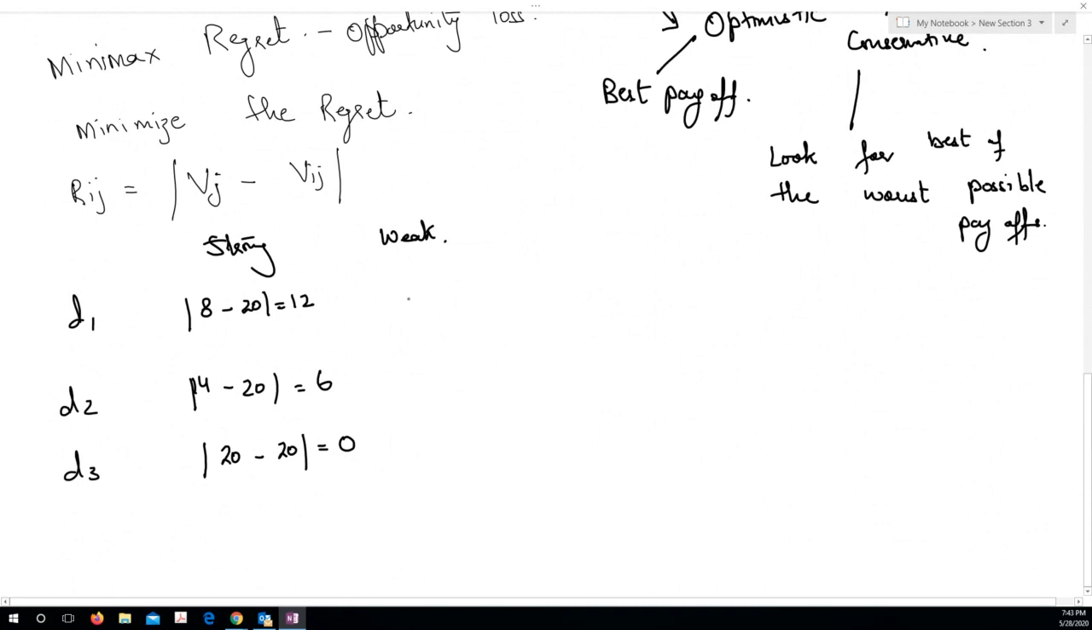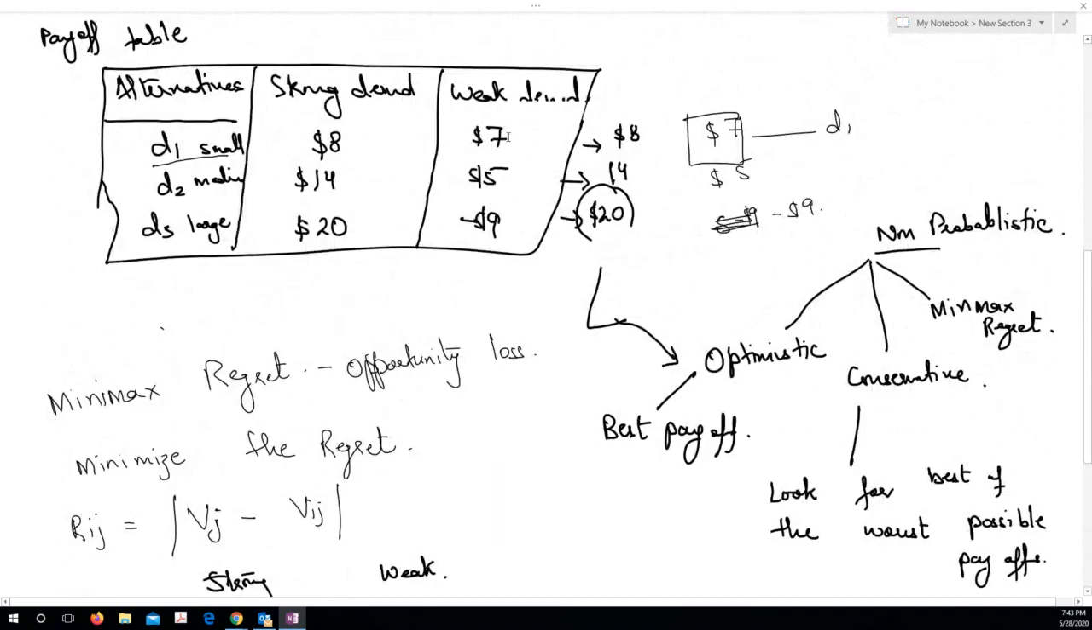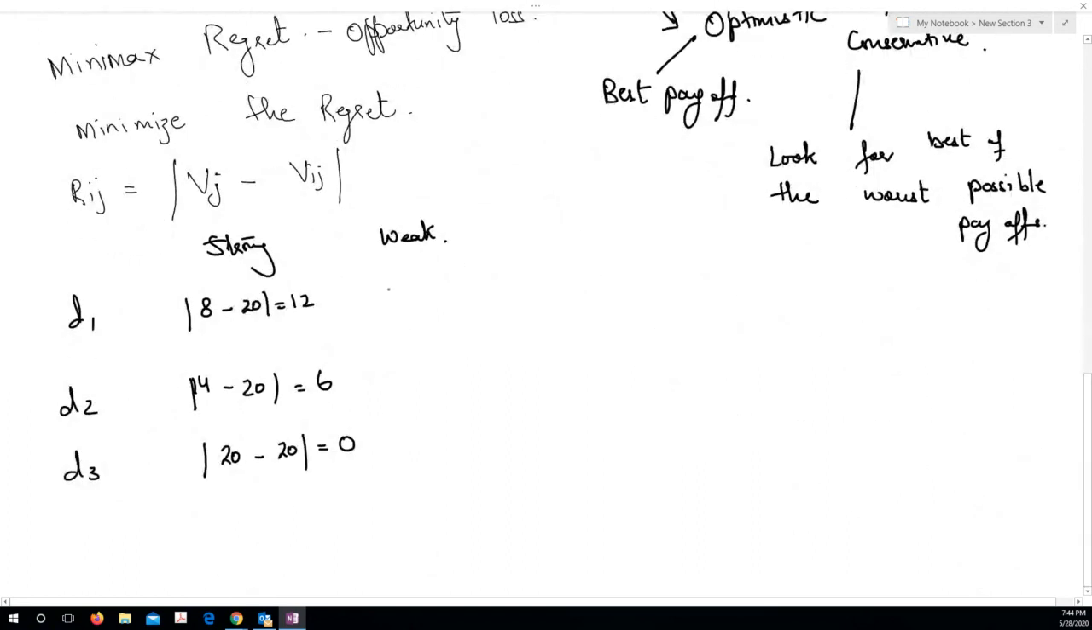So here, you can see 7 is the payoff if we make a small apartment and a weak market happens, and 7 is also the maximum value. So the maximum of this column is 7. So we'll take 7 minus 7, which equals 0. Actually, no regret. So we decided we should make a small apartment, and actually a weak market happened, and the maximum we can make in a weak market is actually 7.